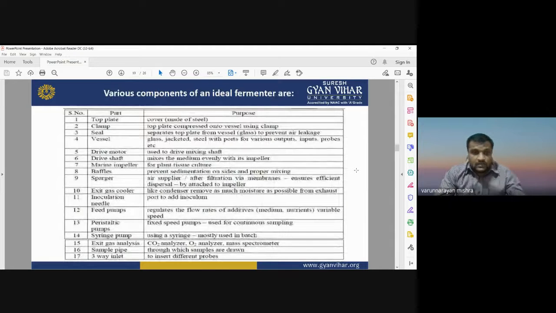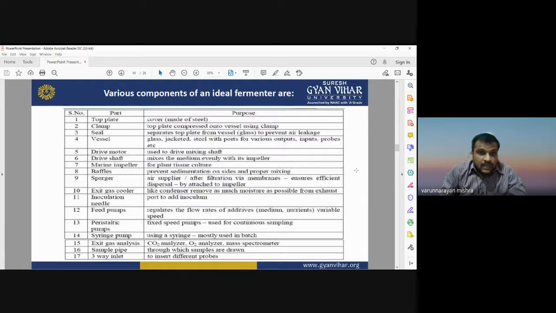Okay. The various components of an ideal fermenter are the top plate that will be a cover made of steel. Then there is another part which is known as clamp. Clamp is used to compress the top plate onto the vessel. These are some components. And fermenter is an instrument where the fermentation process occurs. For initiating any fermentation process, we need a setup, an instrument, or you can say a proper apparatus that is known as fermenter.